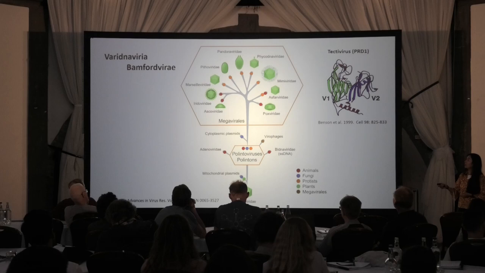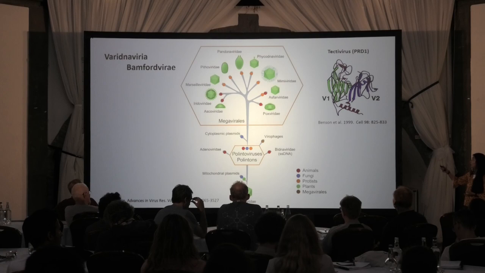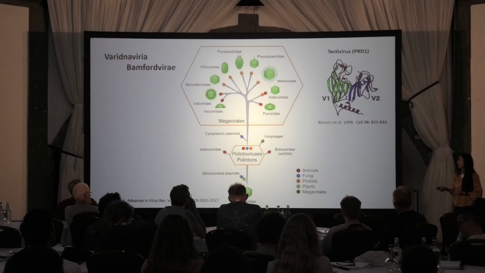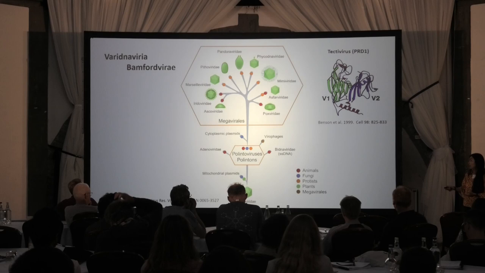The members of this kingdom contain double-strand DNA and fold the capsid protein using this motif, the double jelly roll. It has been proposed that the eukaryotic viruses of this lineage come from a bacteriophage very similar to PRD1. And the intermediate step in the evolution is the polintons. From this point emerge the bacteriophages, the megaviruses, and adenovirus.